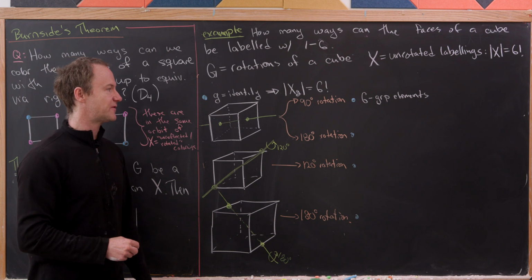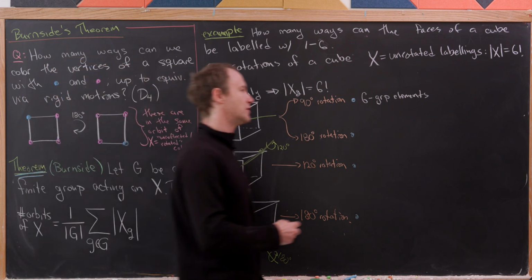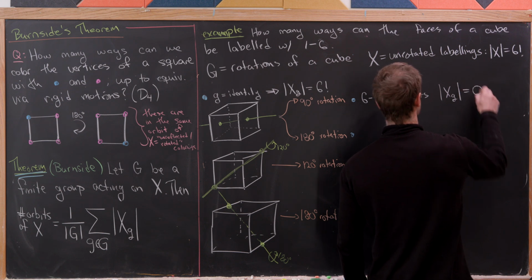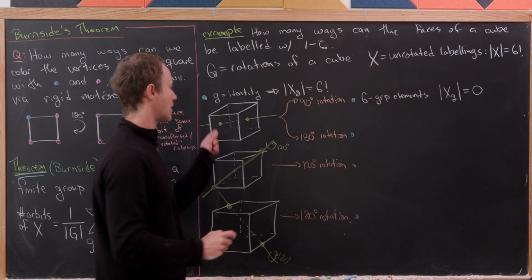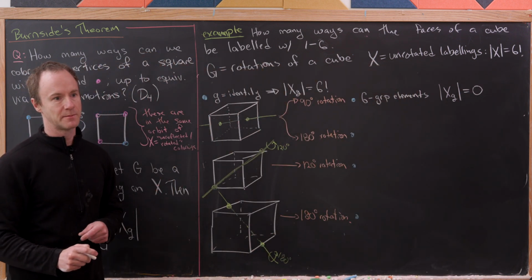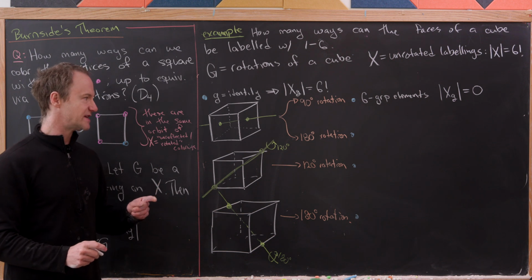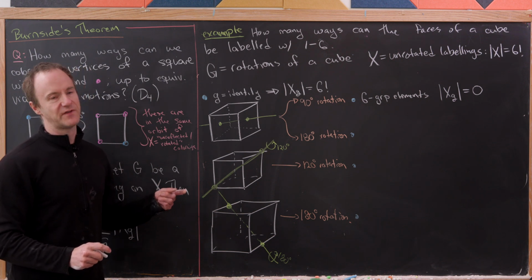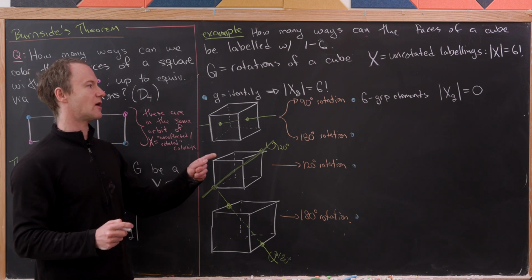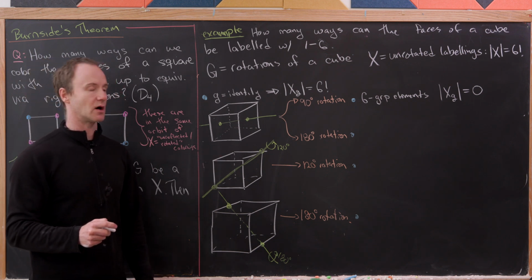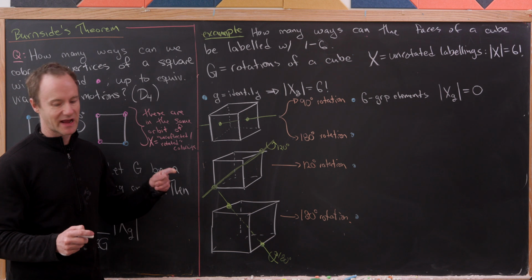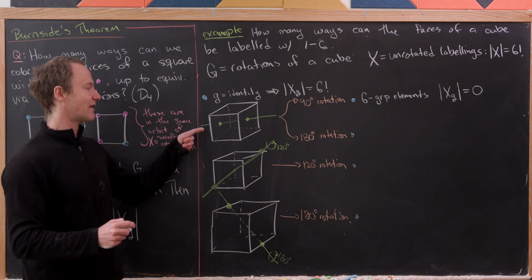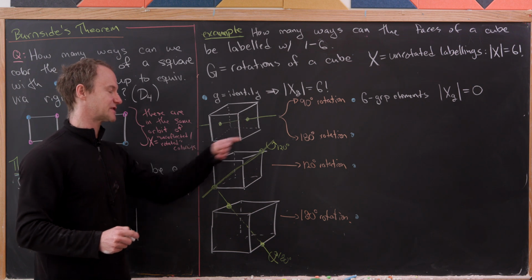But then if G is one of those group elements, notice that the size of X sub G is 0. And that's because, well, we're labeling all of the faces differently. And since we're labeling all of the faces differently, the only thing that could fix them would be the identity. So we'll see that all of these X sub G's are 0 in size. But like I said, we're going to use this setup for our next example.